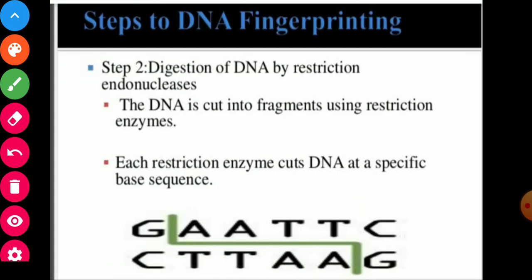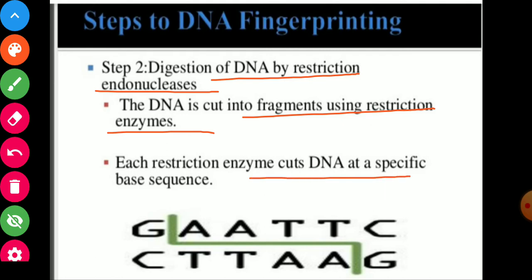Step 2, that is digestion of DNA by restriction enzyme, meaning cutting of the DNA. So fragments are cut with the help of restriction enzymes. Each restriction enzyme cuts DNA at a specific sequence. Like here you can see the DNA is cut between the G's. So restriction enzymes are used to cut the DNA to make fragments of the DNA.